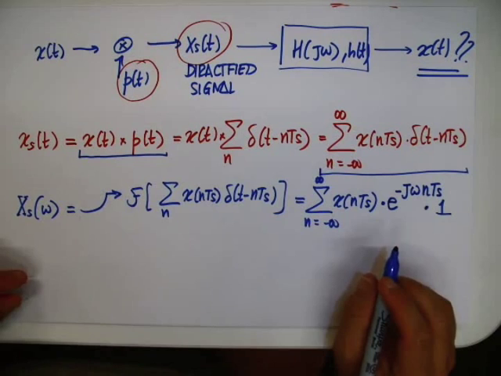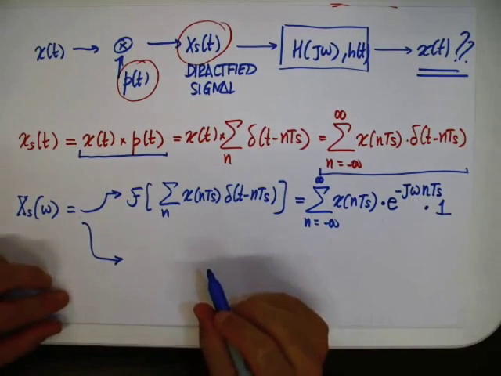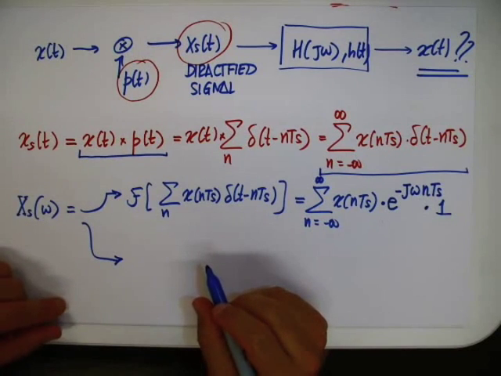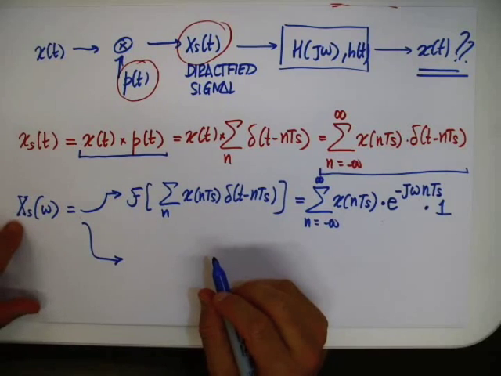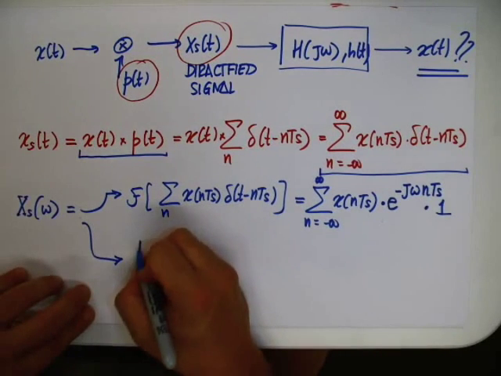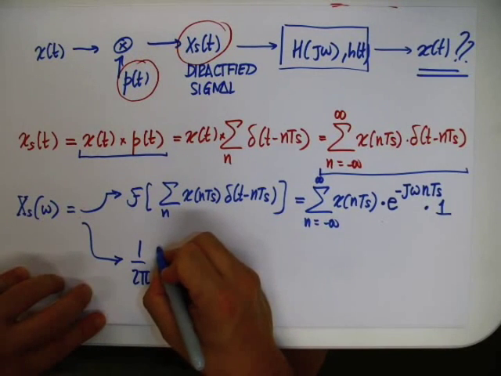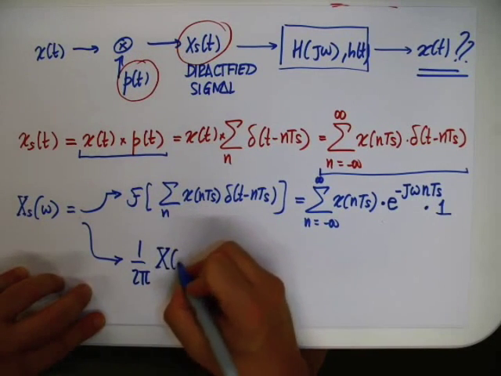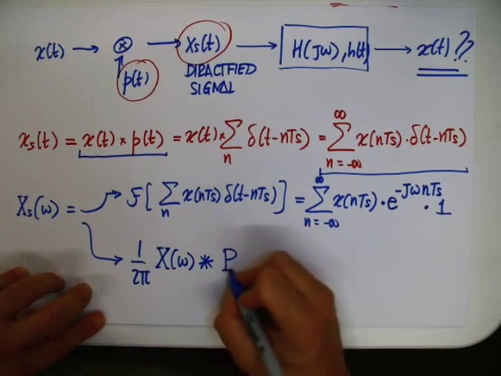We will see now. And then I can also apply the duality property of the Fourier transform and write that the Fourier transform of a product is equal to 1 over 2 pi the Fourier transform of the original signal X of omega convolved with the Fourier transform of P of omega.